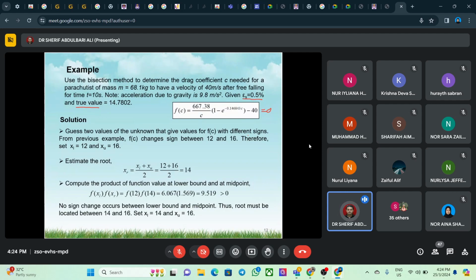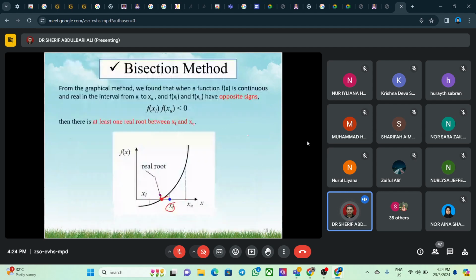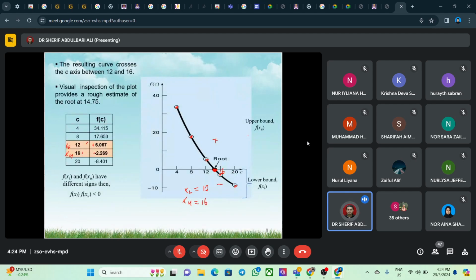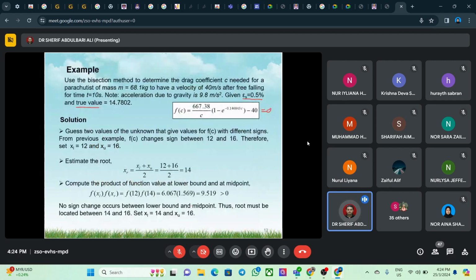So now let's try how we are going to get that answer. First, you are going to guess two initial values, which are the value of x lower and x upper. For us, no need to guess those values, because if you remember, when we did this example using the graphical methods, we came to the conclusion that x lower is equal to 12 and x upper is equal to 16. So now we can use these two values as x lower and x upper. So x lower is equal to 12 and x upper is equal to 16.